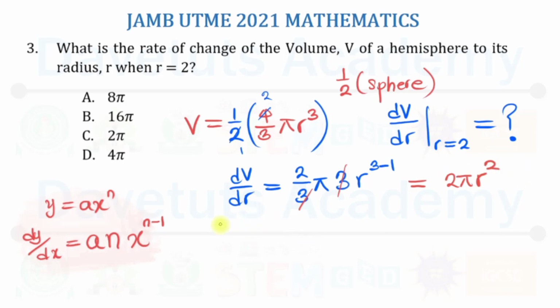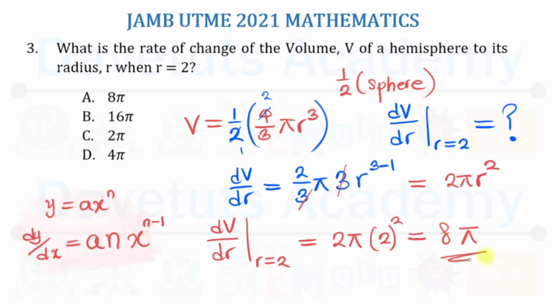But what we were originally asked is to find dV/dr when r is 2. When r is 2 means that whenever we see r, we just bring in the value of 2. So we have 2 raised to power 2. 2 raised to power 2 is 4. 4 times 2, that is 8. So we have 8 pi units as the solution to this question. And that is option A that we have here.